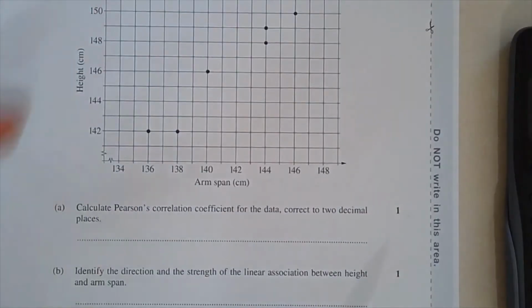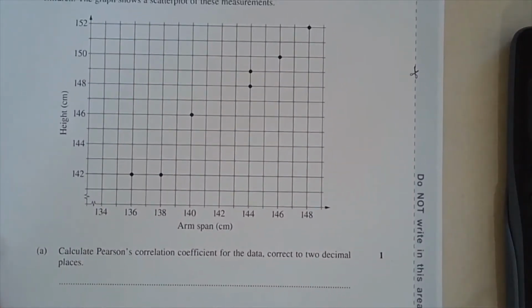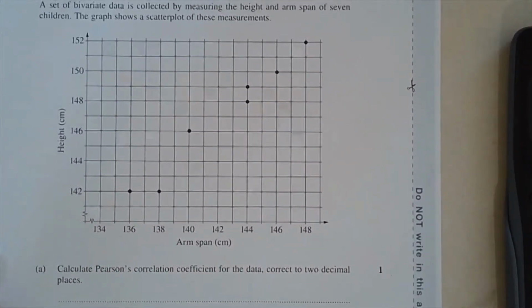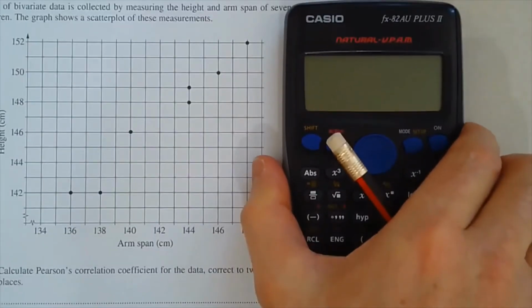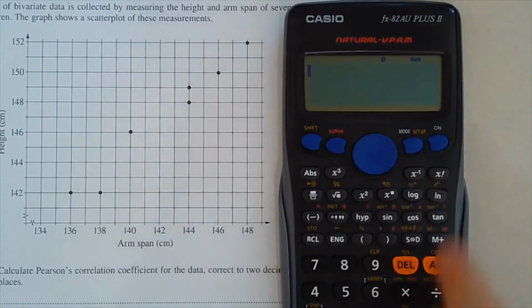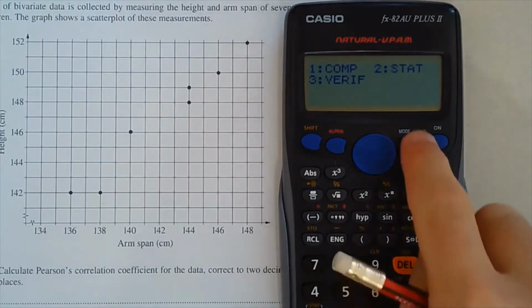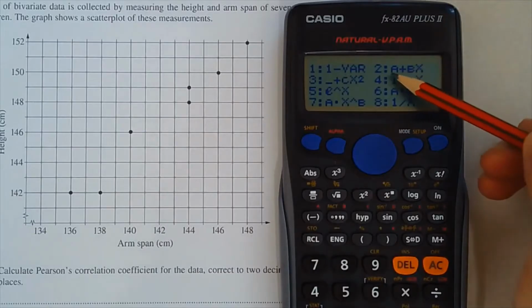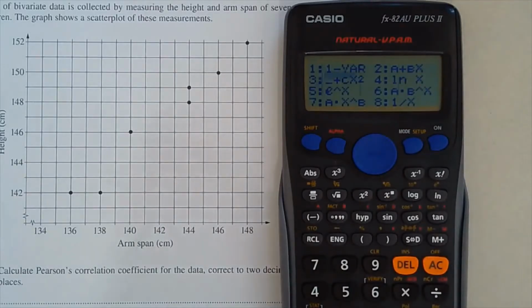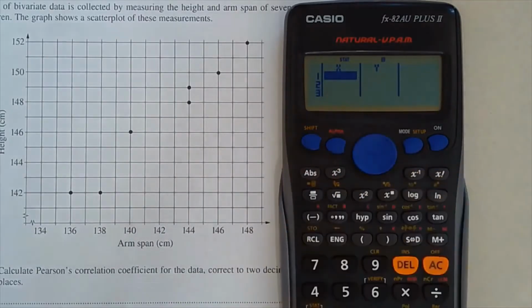So let's have a look at part A, which is to calculate Pearson's correlation coefficient for the data. We're going to turn the calculator on, put it into stat mode, so we'll press mode number 2, stat, and because it's bivariate data, we're going to go to mode 2, okay, and you'll see the two columns X and Y, so let's enter in the data.